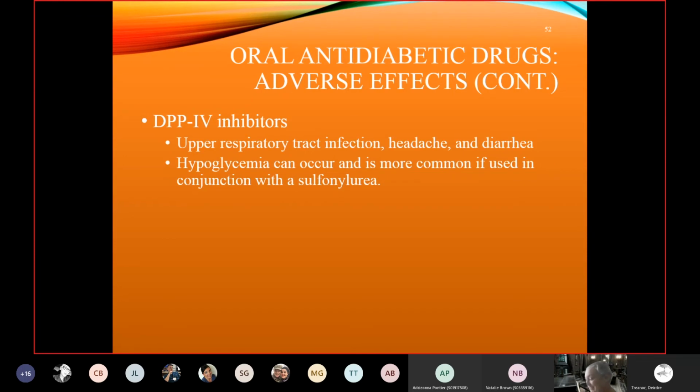Okay. Pancreatitis has been reported also in these medications. Contraindicated in a patient with a known drug allergy.